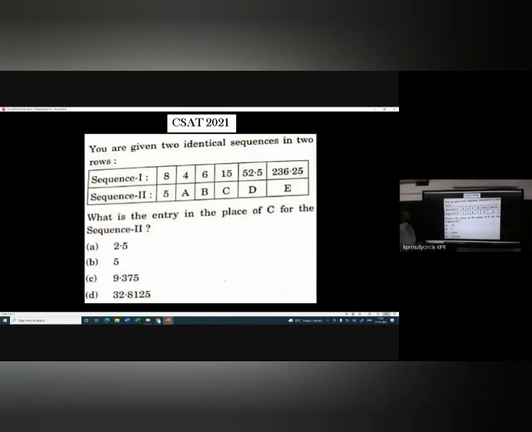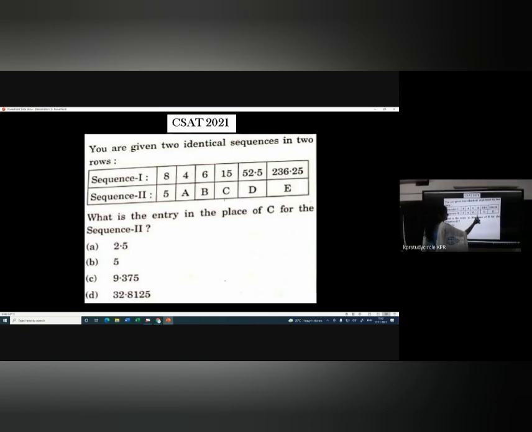Next sum. On next question, you are given 2 identical sequences in 2 rows. Yes, there are 2 identical sequences. They have already told there are 2 identical sequences, right? Sequence 1, sequence 2. What is the entry in the place of C for the sequence 2?